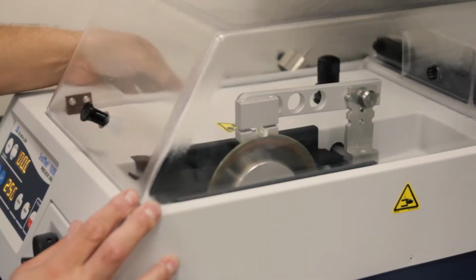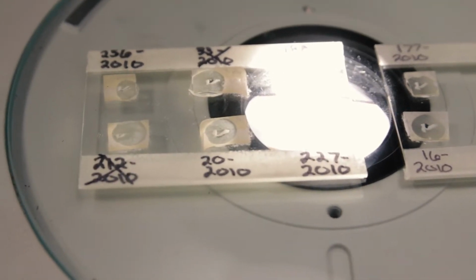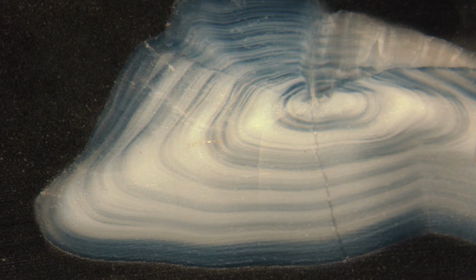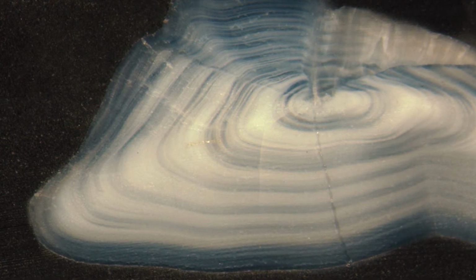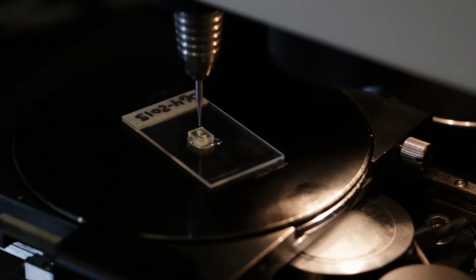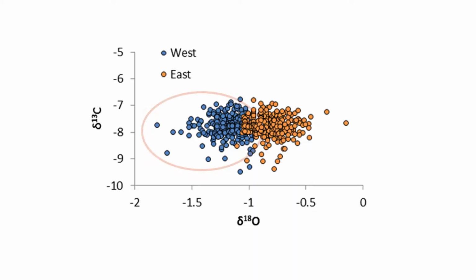Typically, we'll section this structure, polish it, and look at the banding pattern within the otolith. So similar to the way trees lay down rings, otoliths lay down annual rings as well, and we can count those rings to determine the age of the fish. We can also analyze the chemistry of this bone and find out where the fish originated. Lots of different estuaries and bays have different chemical composition and essentially leave a chemical fingerprint in the otolith that we can use to identify where this fish came from.